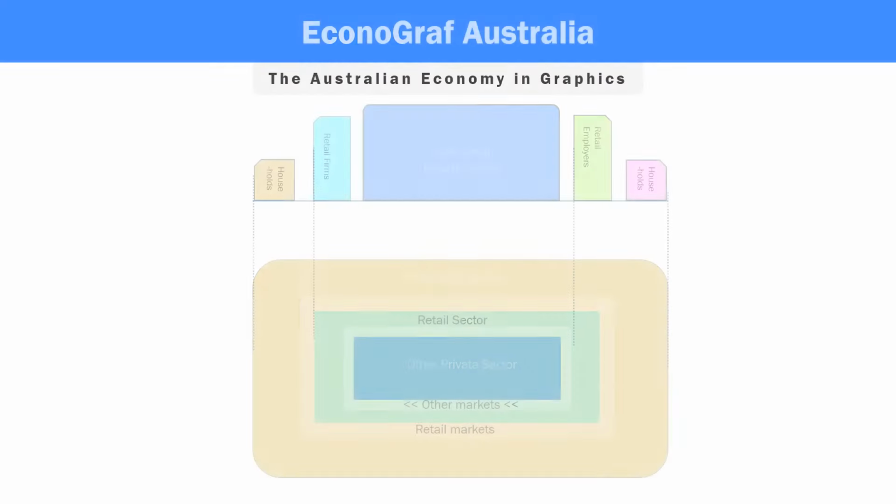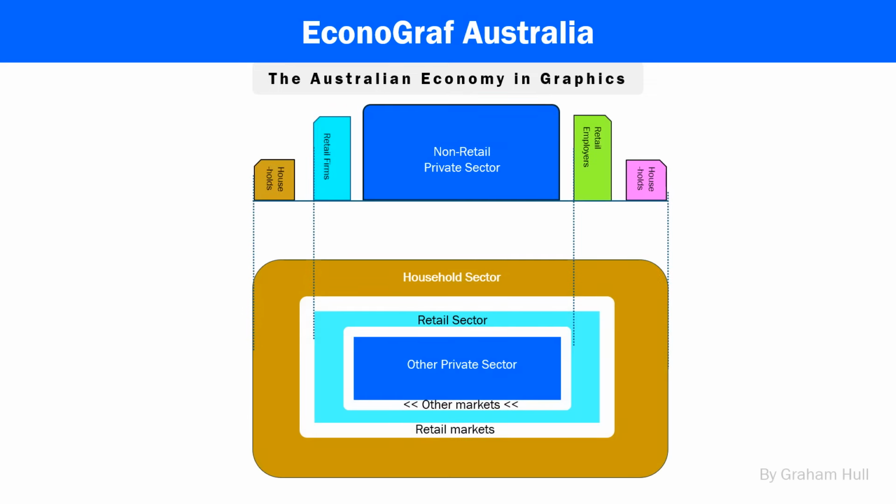Welcome to the EconoGraf, a new color-coded graphic model of the Australian economy. It uses graphic shapes and colors to explain the major components and interactions of the economy from a unique graphic perspective.